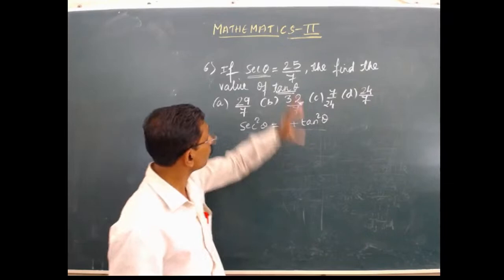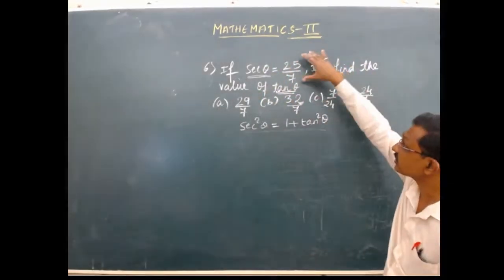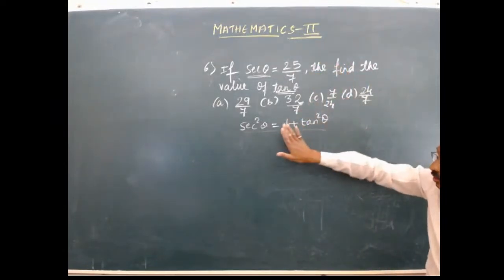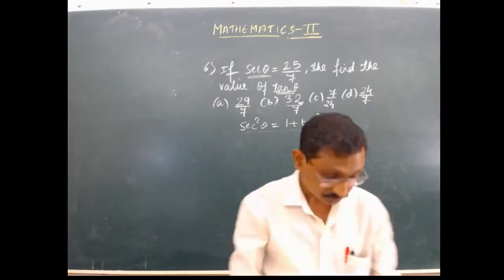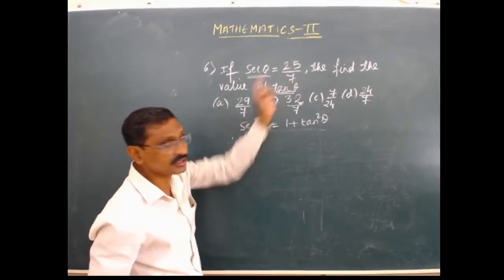What we have to do is, now what is given to us? Carefully see what is given to us. Sec theta is given to us. 1 is also there with us. We have to find tan theta. Let's see. Therefore, what is the value of sec theta given to us?